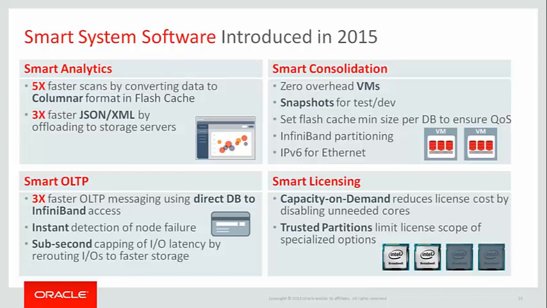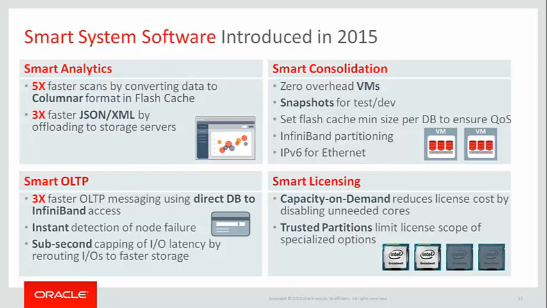So on the smart analytics side, we have improved the scans by 5 times by automatically converting the data into columnar format. Whenever the queries are issued, we move the data into Flash, into columnar format, which improves your speed by 5 times. We have also enabled JSON and XML offload. So if the queries are issued looking for JSON or XML data types, they will be offloaded to storage servers, and that will give us 3 times faster results.